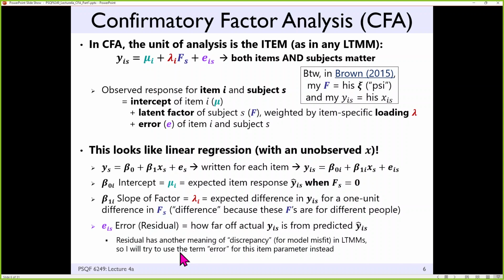E stands for error. Synonym of residual is the same thing it usually means. How far off are you? What's the difference between what your model says, the predicted item response, what the data say, the actual item response? I usually use the term residual for this when I teach other classes. In this class, I am going to try and say error instead. Because residual has another meaning in this context of discrepancy between matrices. That's going to be our index of fit. So to try and avoid confusing you, I'm going to say error for this and then residual for that other idea.